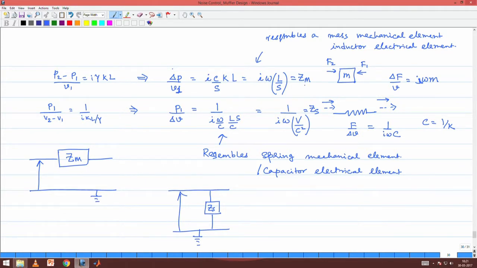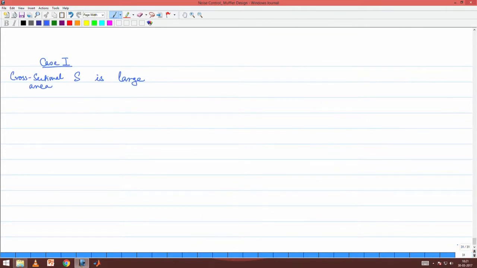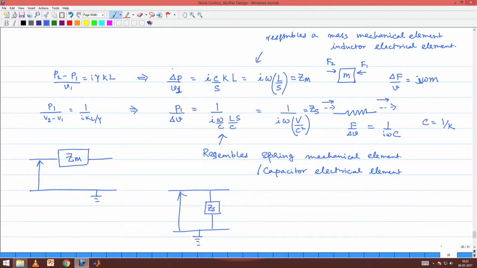If you look at these expressions, both Zm and Zs have S in the denominator, right. Look at this expression, Zs has S in the denominator. Look at this expression, Zm has S in the denominator. So, therefore, if S is large, both Zm and Zs will go to 0, right. If both Zm and Zs go to 0, then what happens to our electrical circuit? We are now confused about which one to choose.